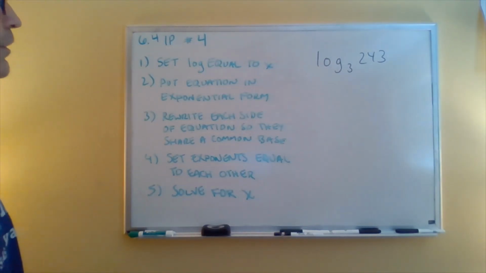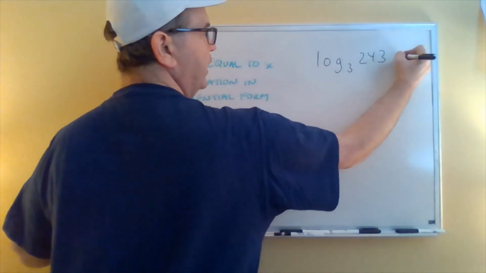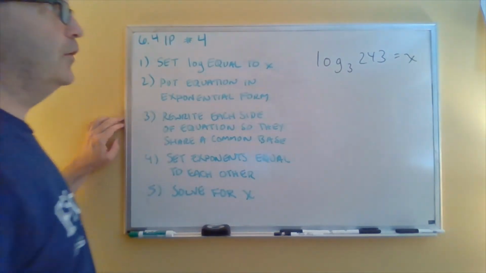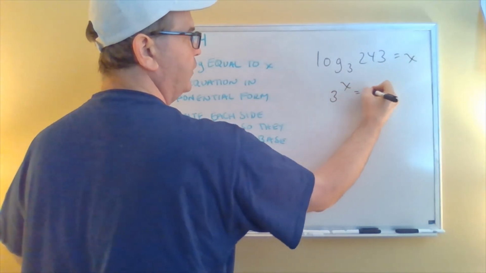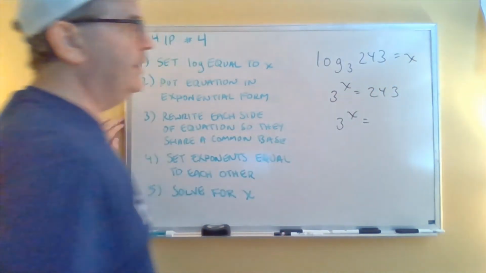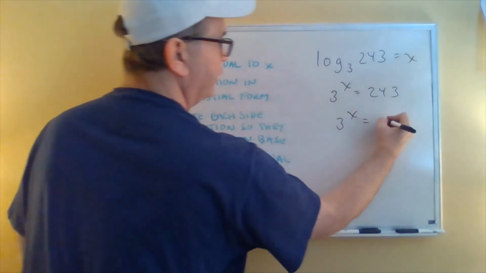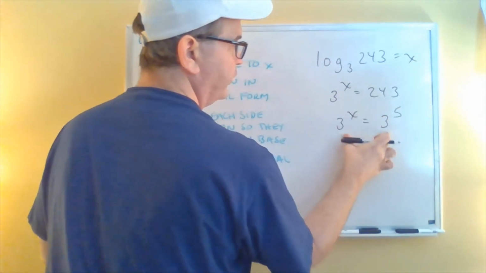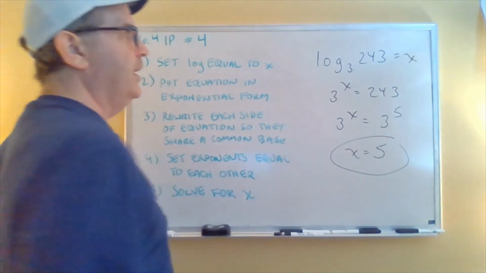In number 4, we are given log base 3 of 243, and we're asked to evaluate that. We set this equal to x and rewrite that equation in exponential form. So we'll have 3 raised to the x equals 243. We need to rewrite that so we have a common base. Well, 243 is 3 to the 5th power. So now we have like bases. We can set our exponents equal to each other, so x equals 5.